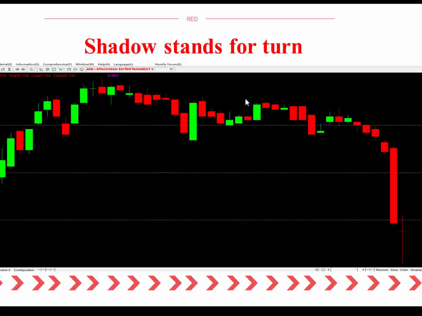Can we get it or not? Then the candlestick appears. So can we get it or not? First, let's see the chain.